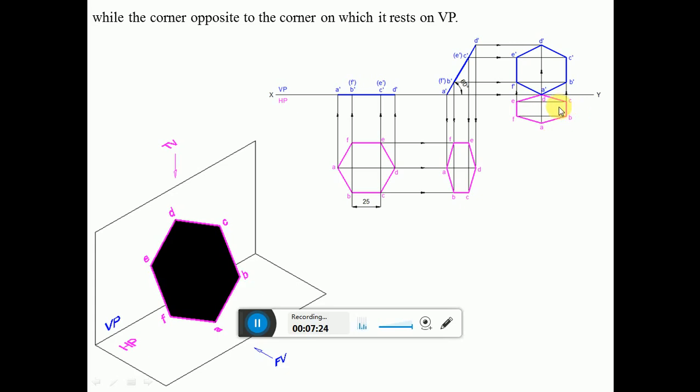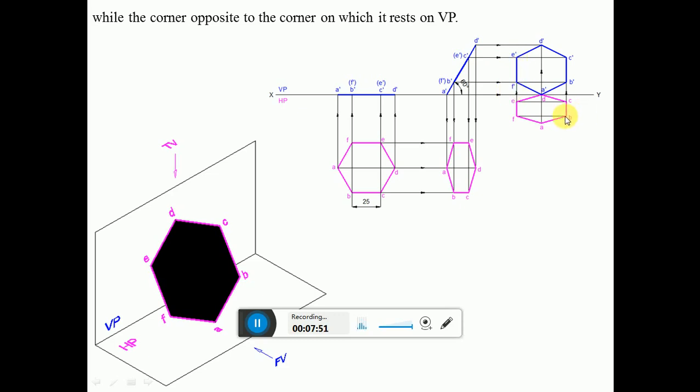Again, I need to draw the front view. To draw the front view, draw a vertical projector from A and D and draw a horizontal projector. A dash is already on the XY line, so A dash will be here and D dash is here. Draw a horizontal projector from D, and you get this point D dash. Then draw a vertical projector from E and F. Draw a horizontal projector from E dash and also F dash to get the points E dash and F dash.